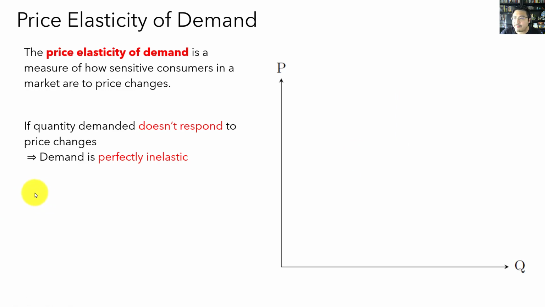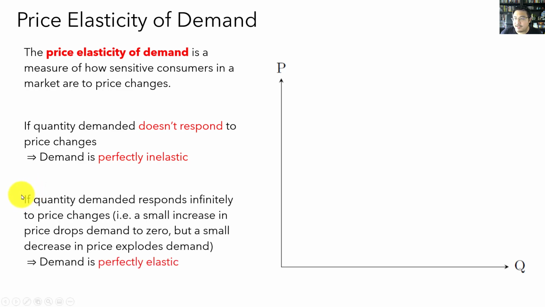Now what if instead of being completely unresponsive, consumers are somehow infinitely responsive to prices? So if quantity demanded responds infinitely to price changes, meaning that a very small increase in price is going to drop demand to zero, and a very small decrease in price is going to explode the demand to infinity or to a very, very large number, then we say that demand is perfectly elastic. And so a perfectly elastic demand curve looks like this. It looks like a straight horizontal line.